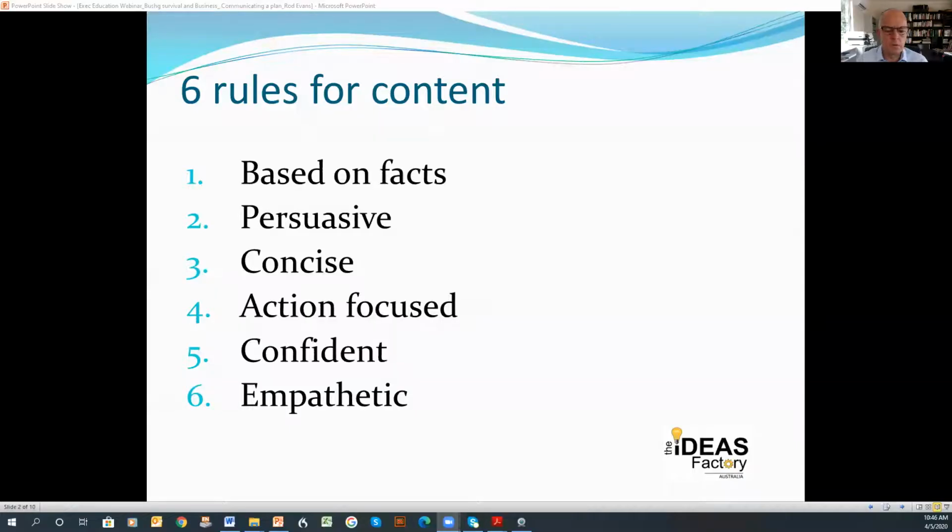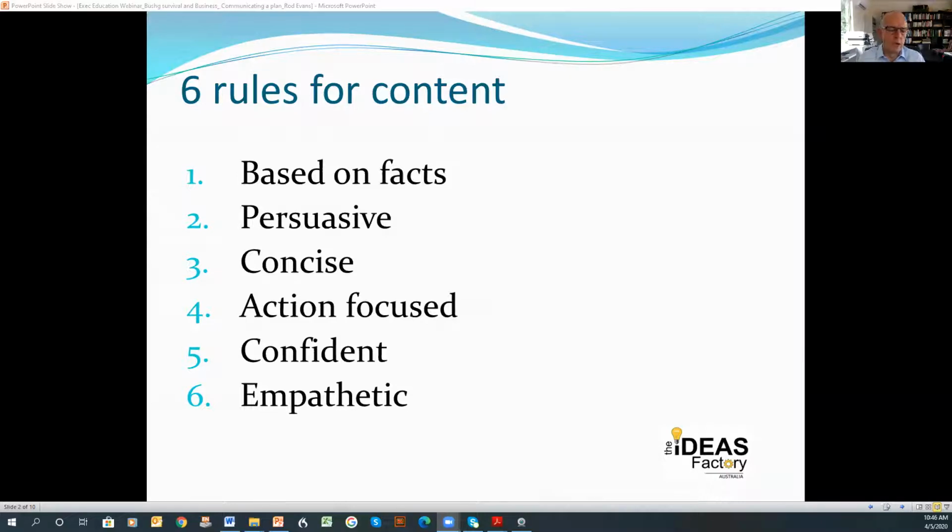So in terms of the plan, or the communications, there's 6 rules that I've put together around the content. The content needs to be based on facts, needs to be persuasive, needs to be concise, needs to be action focused, it needs to be delivered with confidence, and it needs to be empathetic in its delivery. Now, you might look at those 6 factors and say, it's all very well having those 6 factors, but how do you actually achieve that?